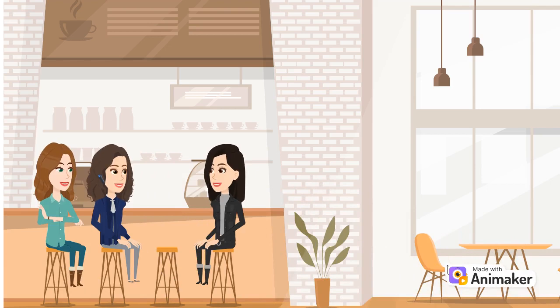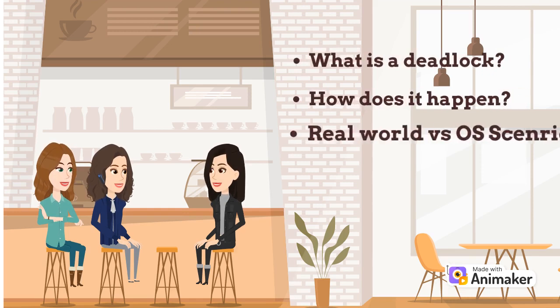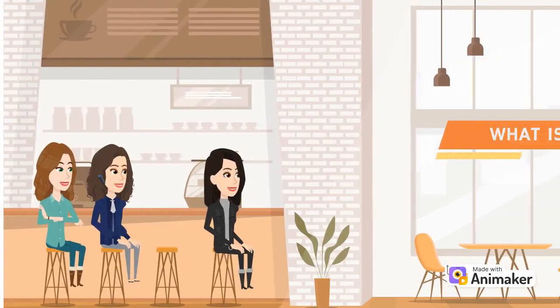We're going to discuss everything in detail about deadlock. What is a deadlock? How does it happen? And then we'll take a real world scenario and we'll compare it with the operating system scenario. And then we'll discuss the four conditions that need to occur in a system for a deadlock to happen. And lastly, we'll discuss how to manage and deal with this deadlock situation. And we'll see some strategies used for deadlock avoidance or deadlock prevention.